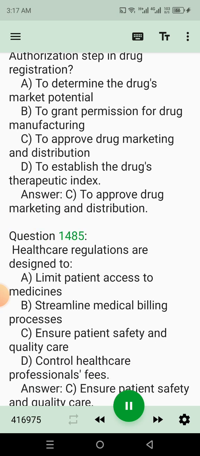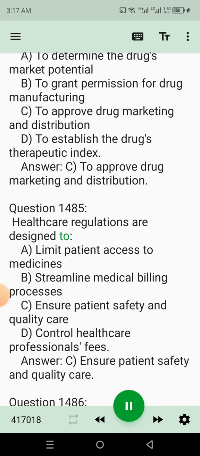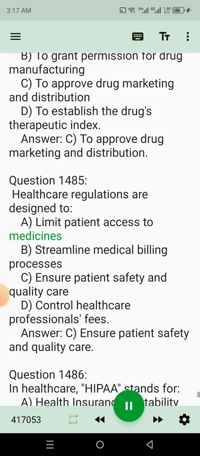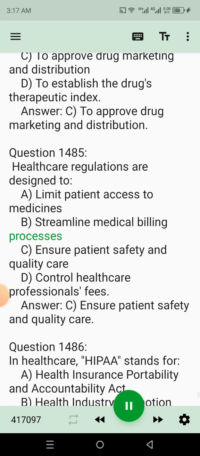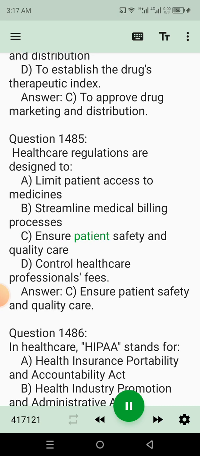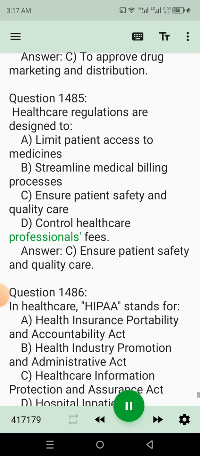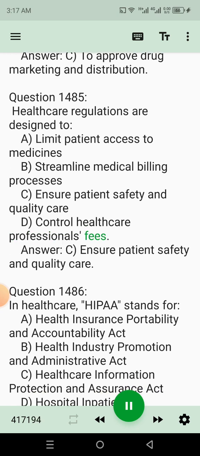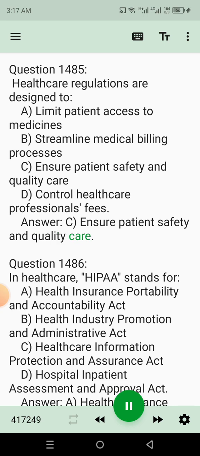Question 1485. Healthcare regulations are designed to: A. Limit patient access to medicines. B. Streamline medical billing processes. C. Ensure patient safety and quality care. D. Control healthcare professionals' fees. Answer. C. Ensure patient safety and quality care.